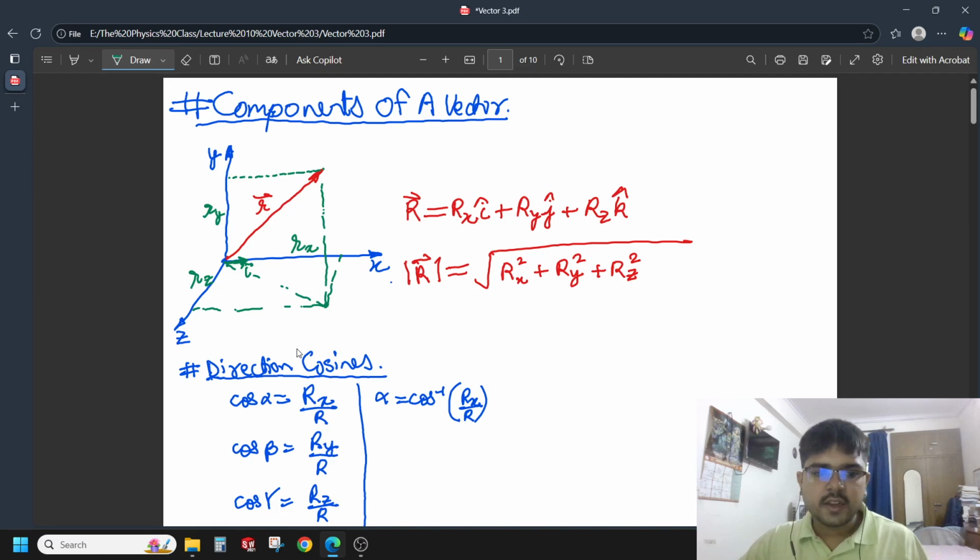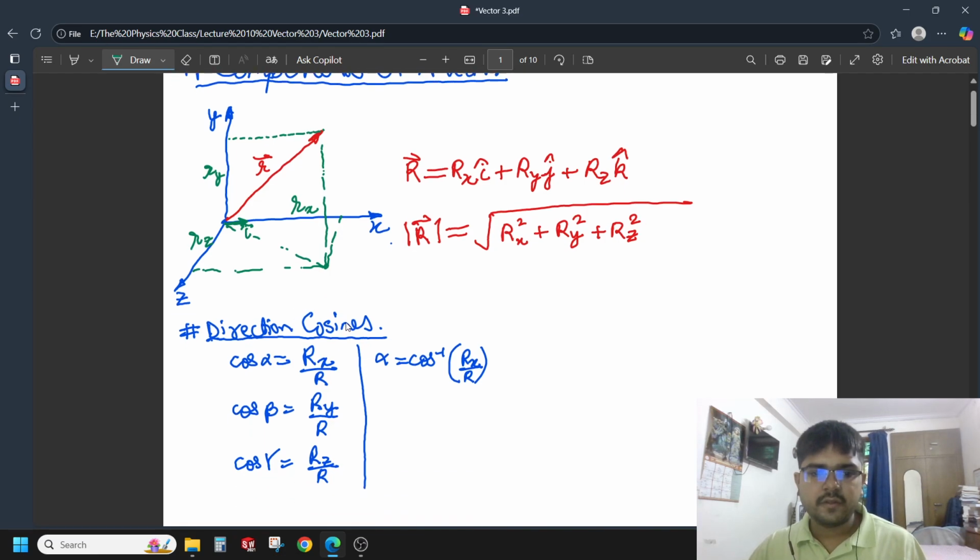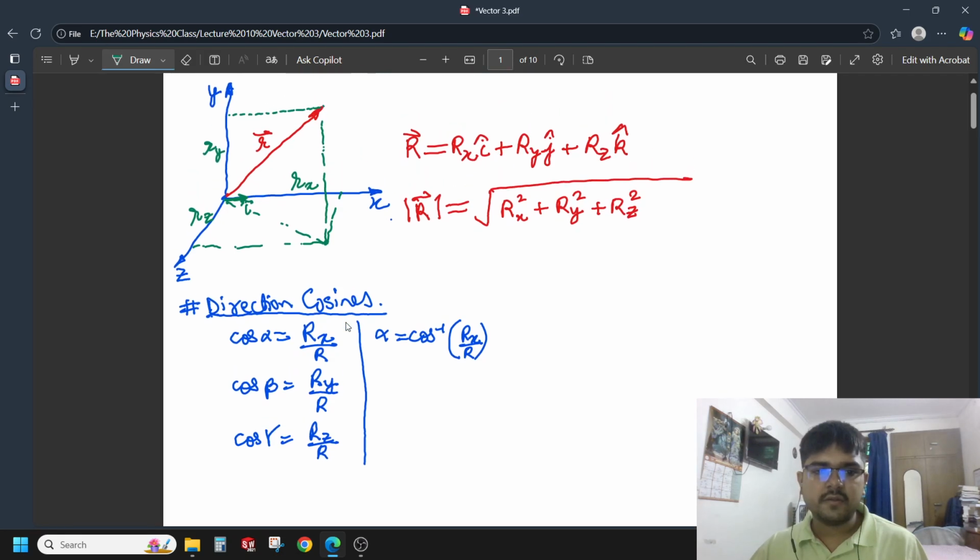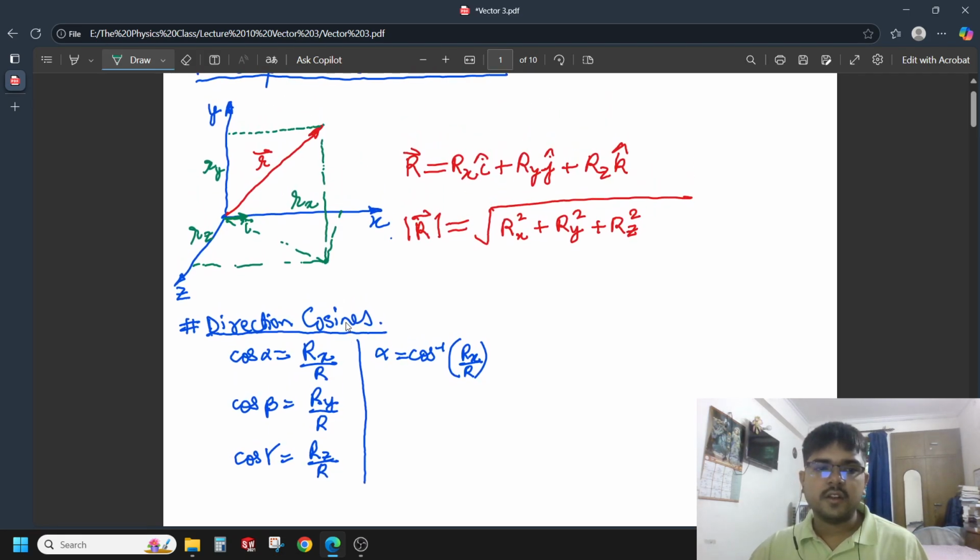Now the direction cosines of this vector. What are the direction cosines of this vector? That is, what are the angles that this vector is subtending towards the x, y and z axis. So cos alpha is equal to Rx by R, cos beta is equal to Ry by R, and cos gamma is equal to Rz by R.